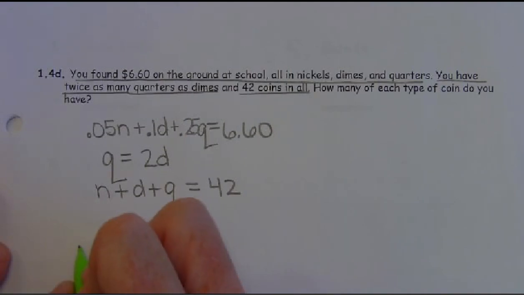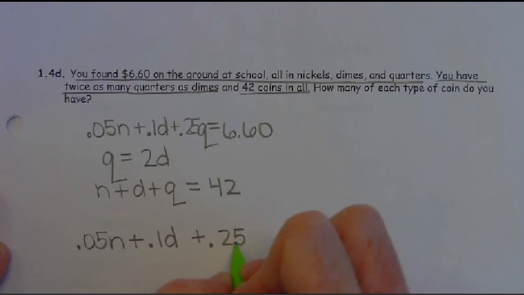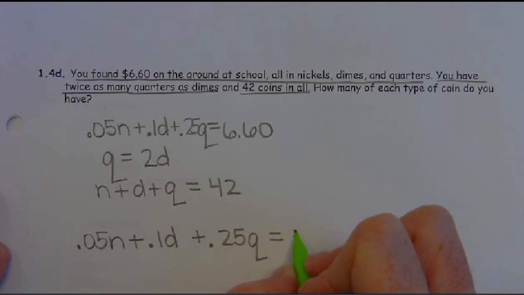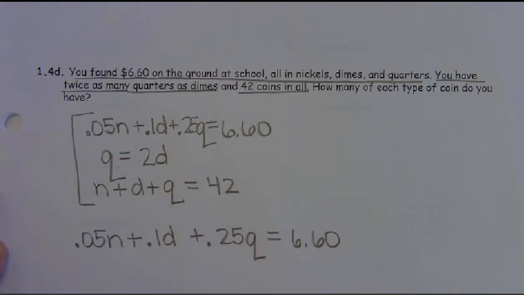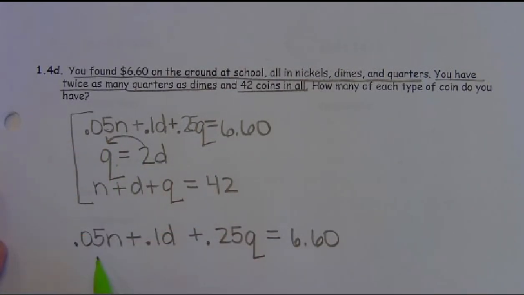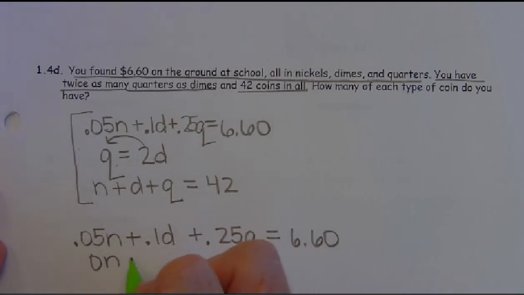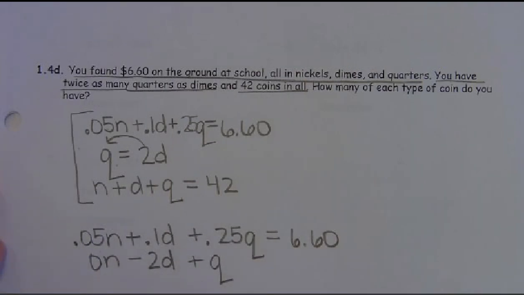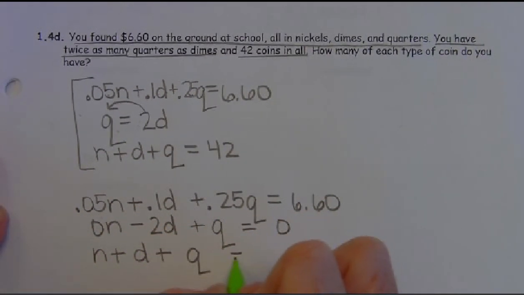My first equation is in great form, so I'm just going to leave it. I have my N, my D, and then my Q equal my number. That one's fine. My second equation has to be reordered. So I need to bring this 2D to the other side. And when I do, I still don't have any nickels. But when I bring it over, the 2D becomes a negative 2D. And then I have my plus Q. And that leaves me nothing else on that side. And then I have my last line, and that is also in the correct order.